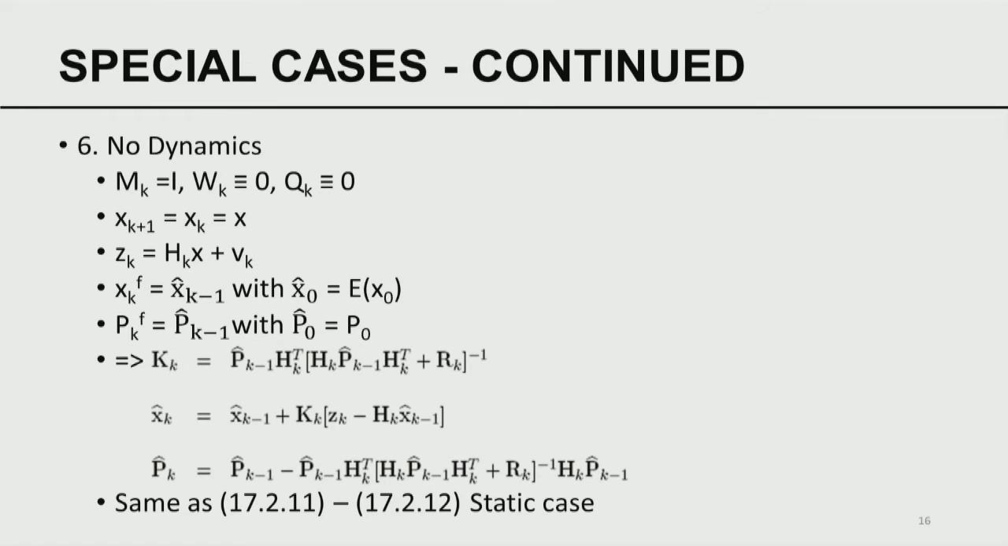Now let's consider when there is no dynamics, the static case. When there is no dynamics means there is a static case. That means Mk is I, wk is 0, Qk is 0. There is no model noise, there is no model noise covariance. Mk is I, in which case xk plus 1 is equal to xk, and zk is equal to Hk x plus vk. That is a static case, because there is no dynamics, there is only one time k.